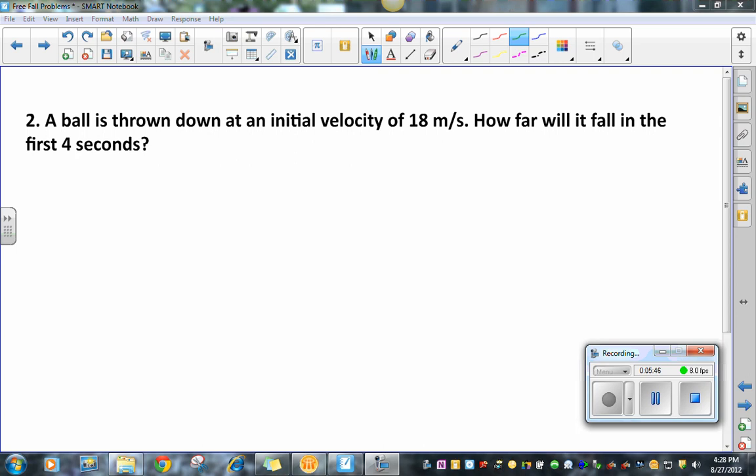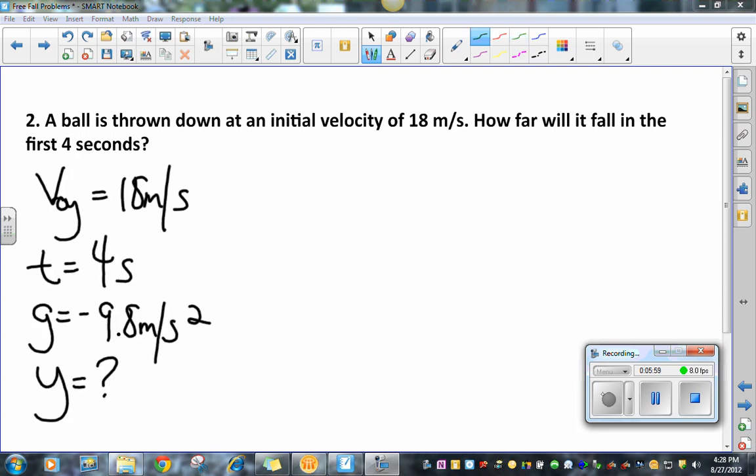Look at your formula sheet and try to determine what formula you're using. But first, I would write down the variables that you know and what's unknown. So do that first. All right, you should have listed this. The initial vertical velocity is 18 meters per second. What says initial velocity? You know it's sort of down, so it's going vertically, okay?